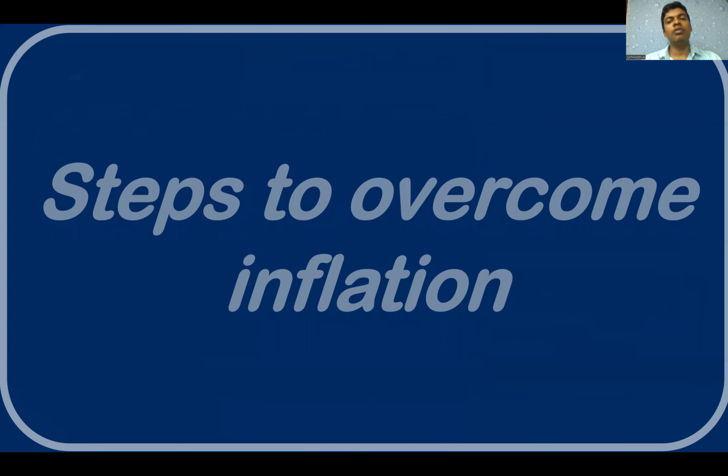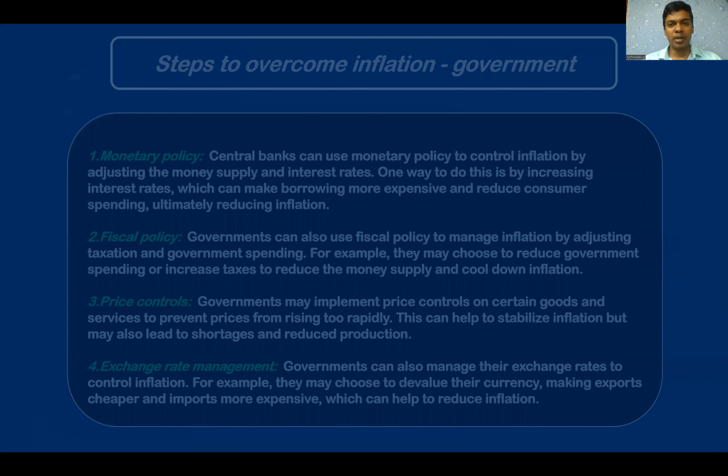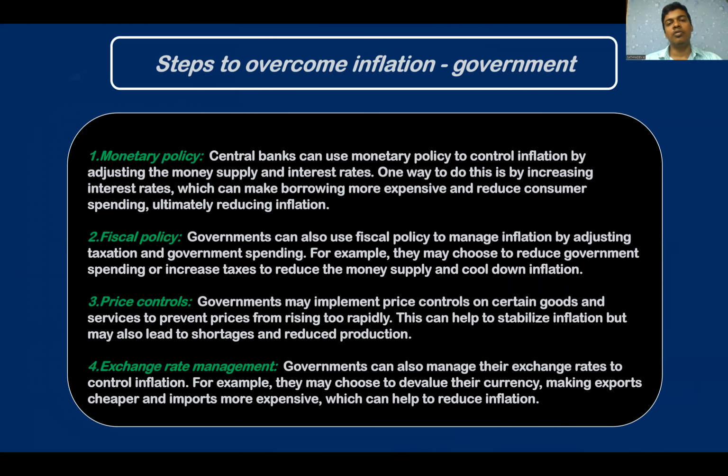What are the steps taken to overcome this inflation? Basically, it is done by the government. There are 4 steps or even more. We will discuss these 4. First, monetary policy, which will increase the interest rate, which will cut down the cash flow. The main objective is to cut the cash flow. And with less cash flow, inflation will automatically settle down. So with the increase in interest rate, borrowing will be less and spending will be less.